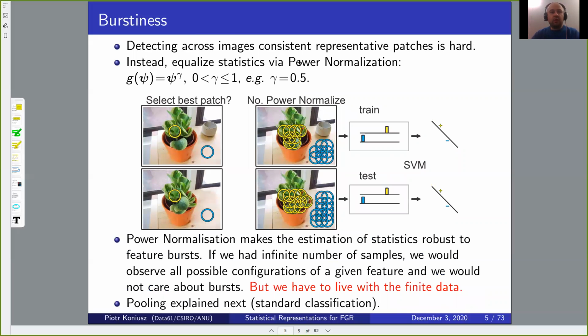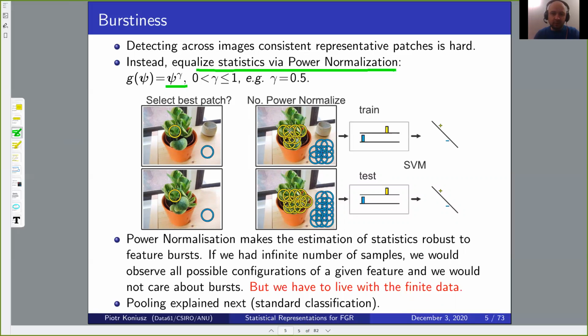And one way around it would be to just detect across images some consistent representative patches, but this might be hard. So instead, it is easier to essentially equalize statistics via power normalization. And the form of power normalization is given by essentially raising features to the power of gamma between 0 and 1. Typically for square root, this is 0.5. Instead of selecting best patches, it is easier essentially to equalize the statistics that we capture.